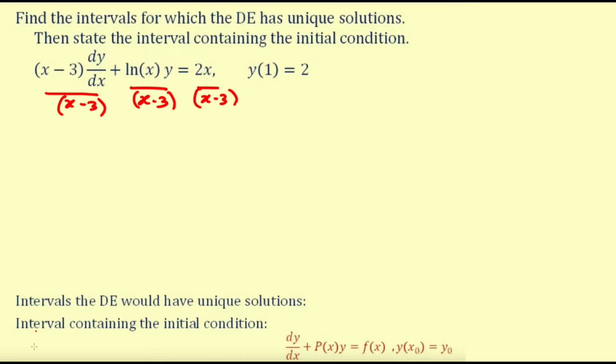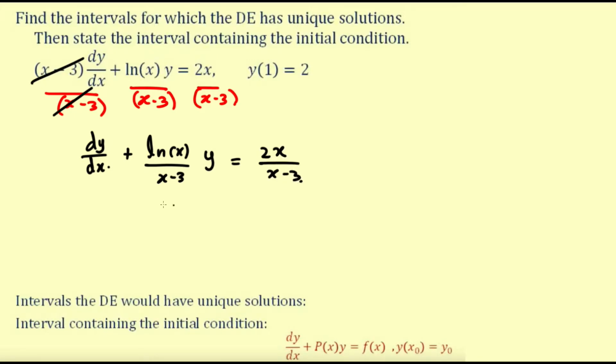Now if we divide this by x minus 3, we are going to end up with dy by dx. The x minus 3 cancels, and here we will have plus ln of x divided by x minus 3 multiplied by y, that's equal to 2x divided by x minus 3. Now from this we know that this is our p of x and this is our f of x.